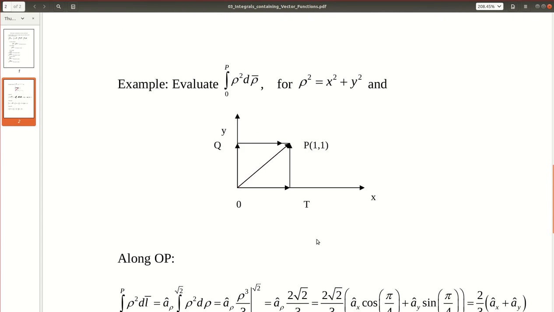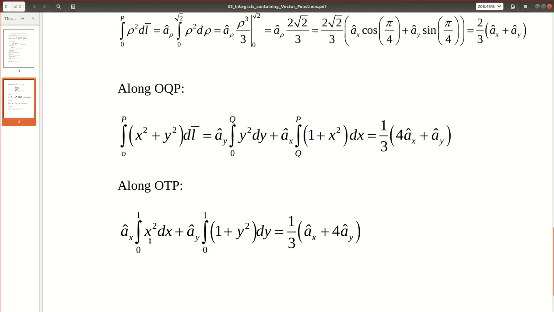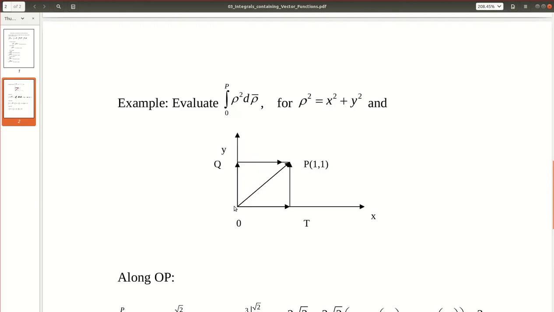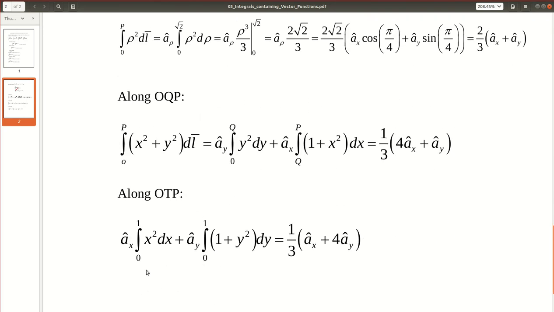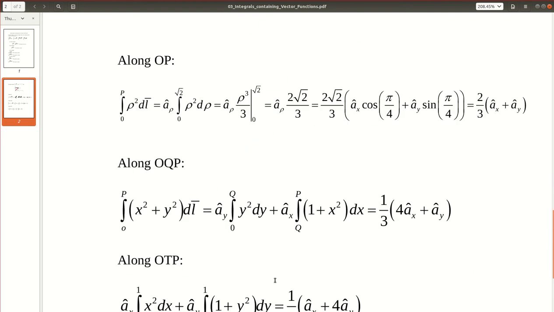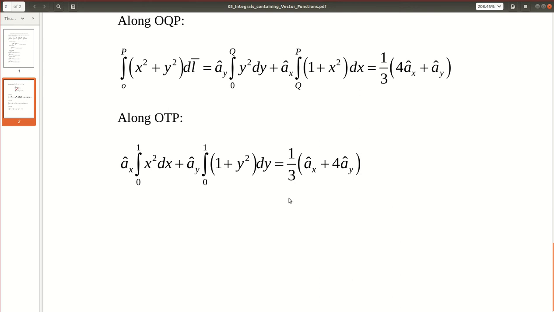Along O to B, O to P, you'll find that you will replace x square, 1 plus y square. So this is from 0 to O, this is from O to P, T here, which is 1. From O to B, the length is 1, so it's the same as from 0 to 1. And here it's again from T to B, from 0 to 1. This is the result. It is very easy.